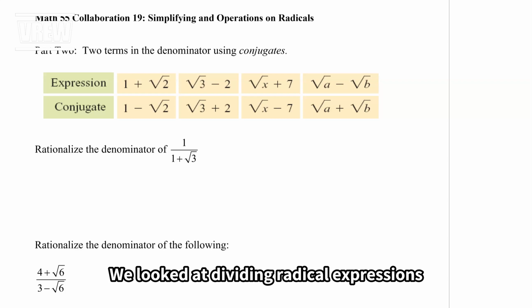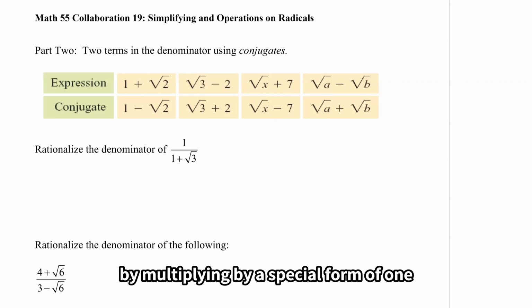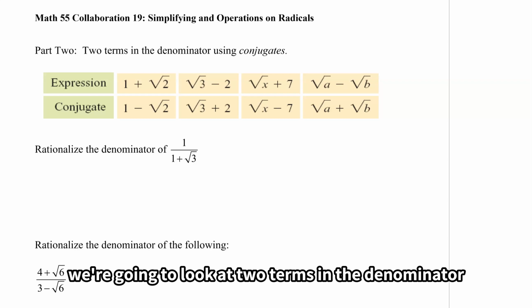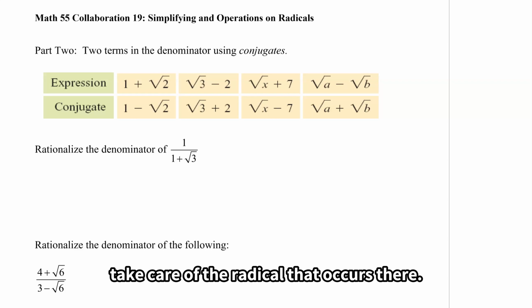In the previous video, we looked at dividing radical expressions by multiplying by a special form of 1 for denominators with only one term in them. In part 2, we're going to look at two terms in the denominator and how we can take care of the radical that occurs there.